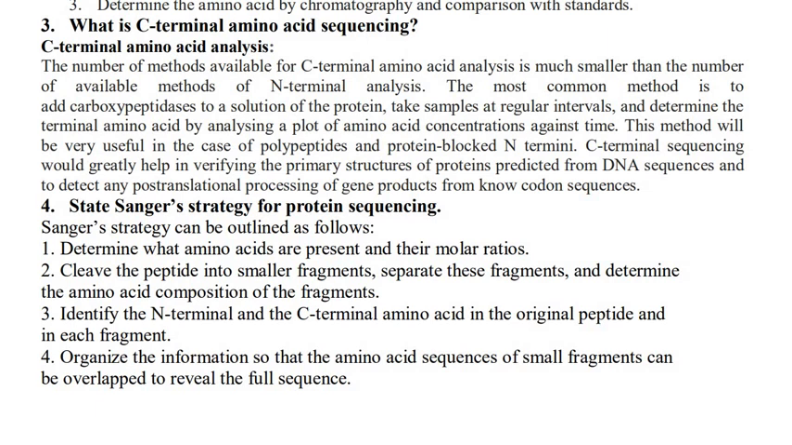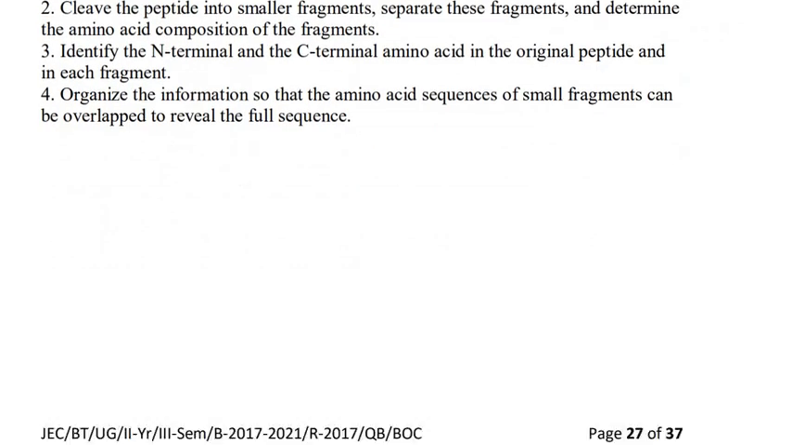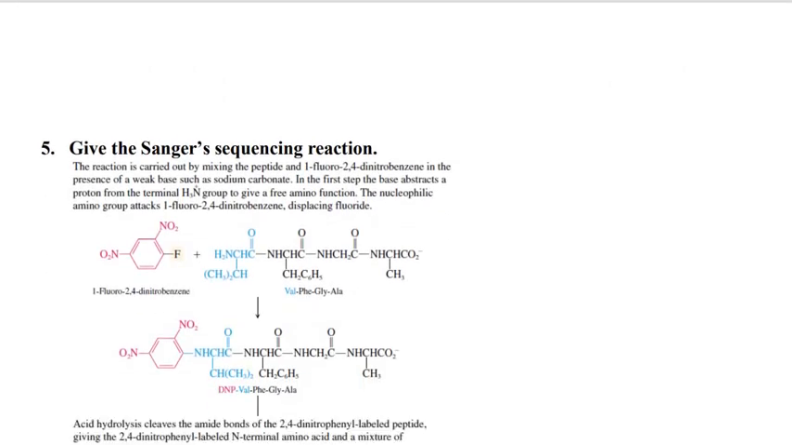Separate these fragments and determine the amino acid composition of the fragments. And third, identify the N-terminal and C-terminal amino acid in the original peptides and in each fragment. Then organize the information so that the amino acid sequences of small fragments can be overlapped to reveal the full sequence.